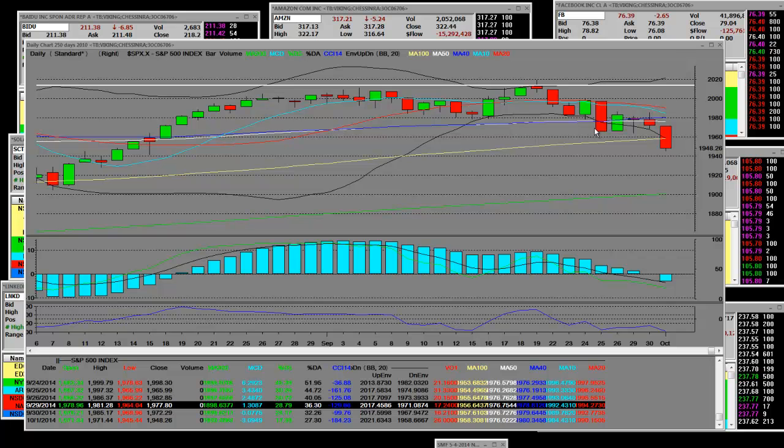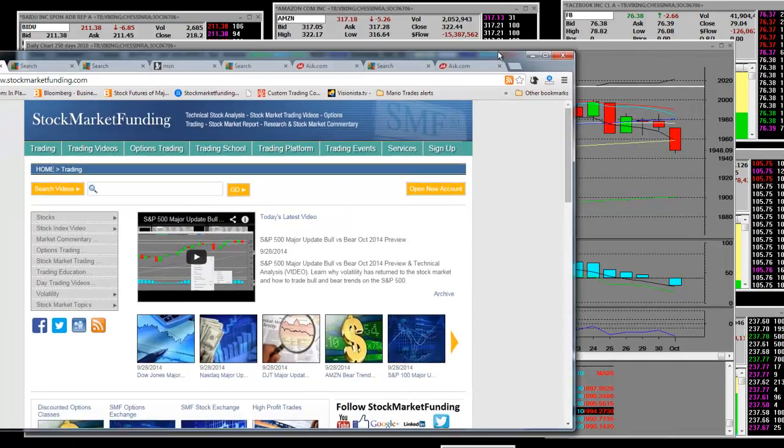This is the chart of the S&P 500. And we made it clear, more than clear, that there was going to be a good size correction and to get short the market.